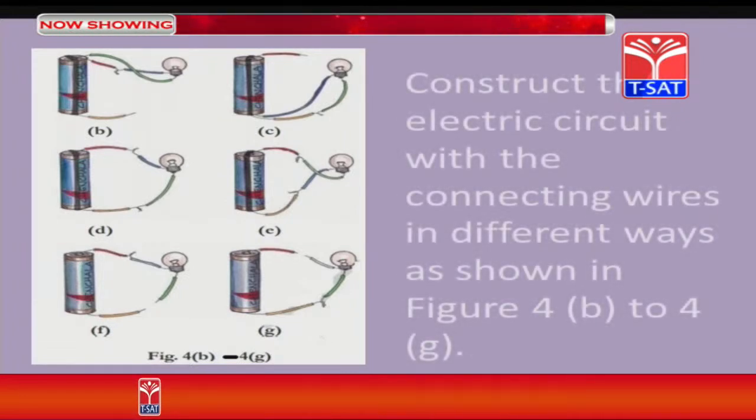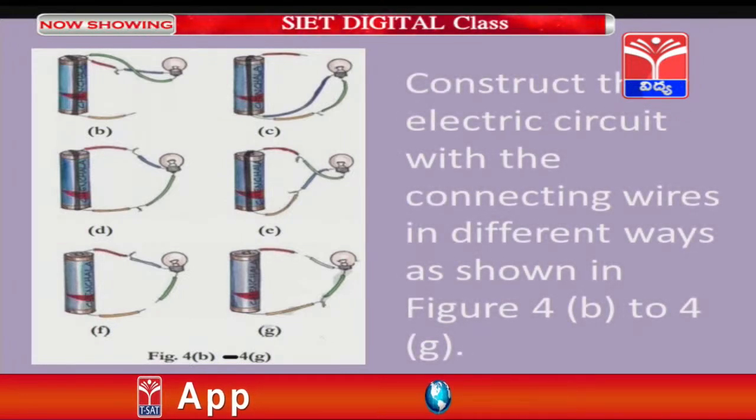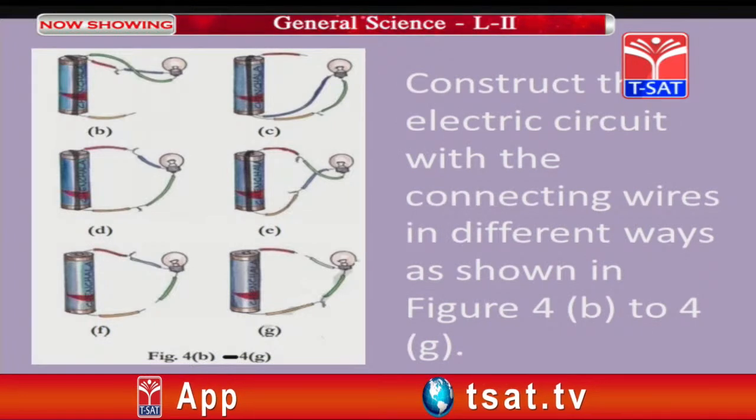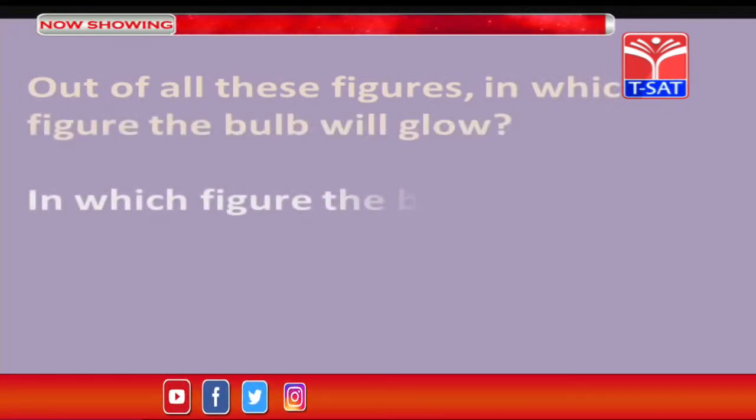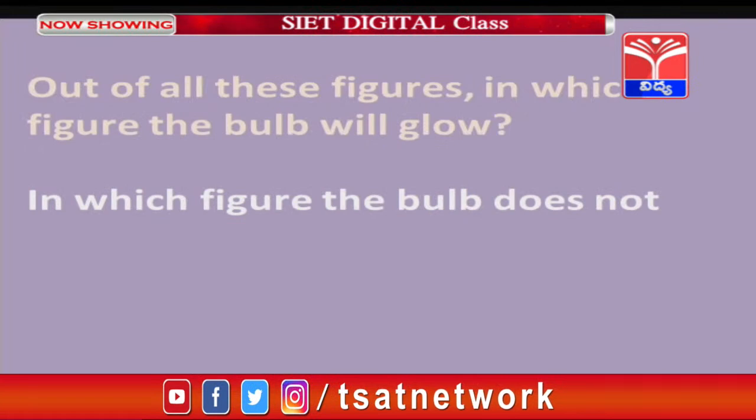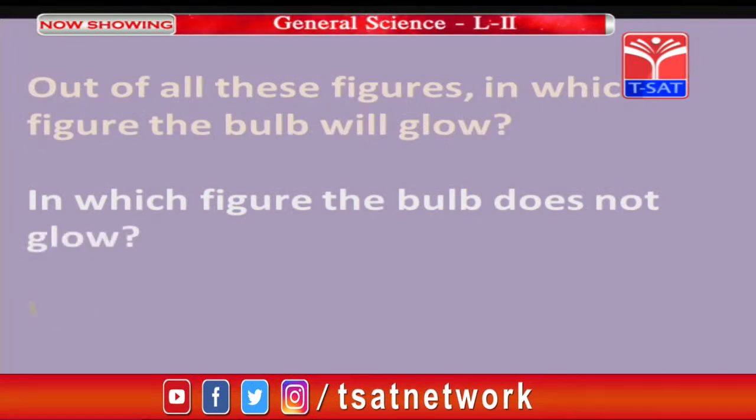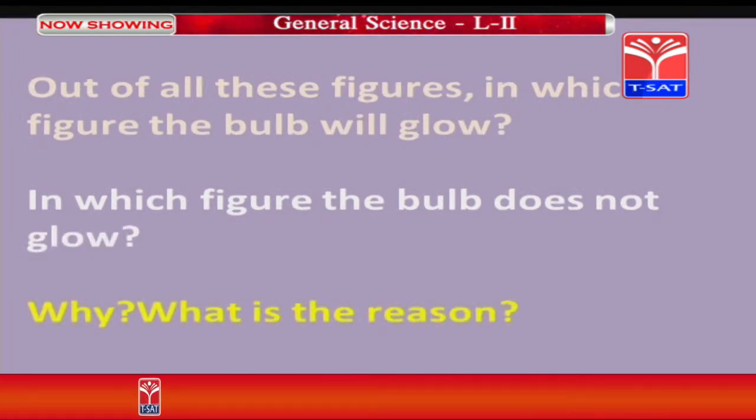Now let us construct the electric circuit with connecting wires in different ways as shown in the figure. You can experiment on your own at home. Now out of all these figures, in which figure will the bulb glow, and in which figure will the bulb not glow? Let us see now why and what is the reason.